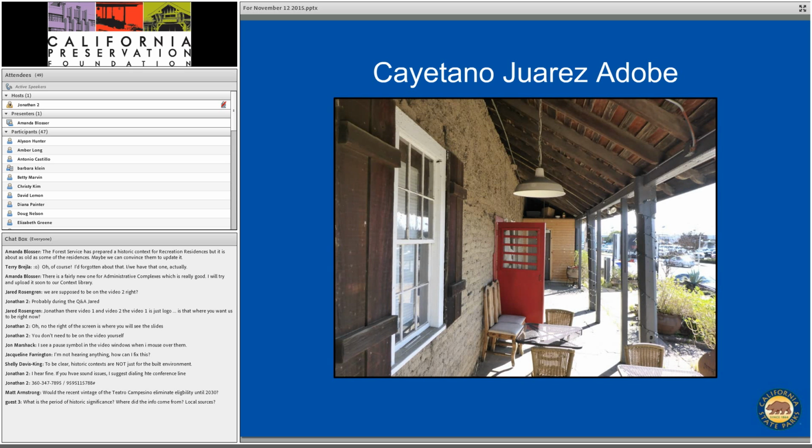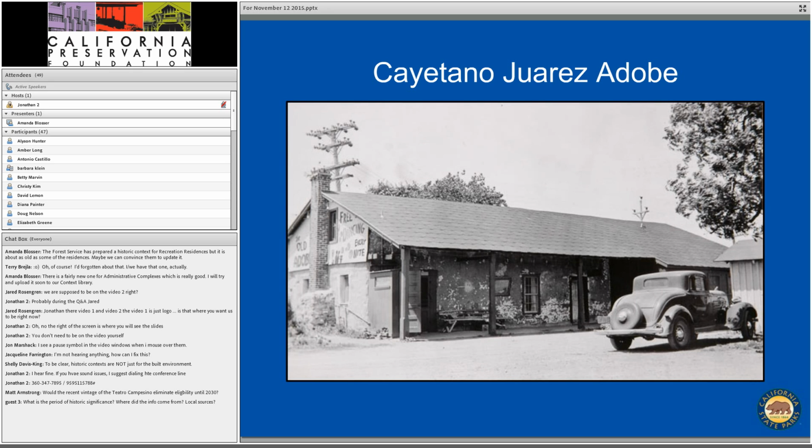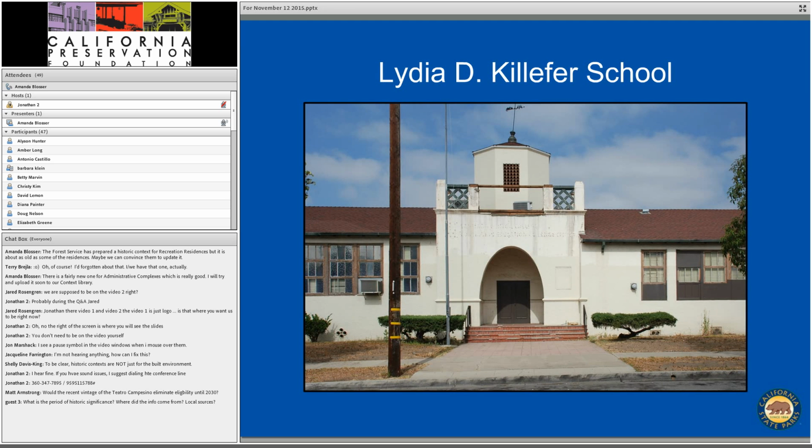The next, there's more pictures of the Adobe. And then the next two properties fall within the context of making a democracy, Latinos struggles for inclusion. The Lydia Killefer School, which has been listed, it's in Orange County. Its period of significance is 1942 to 44, and it amazingly was a school that was voluntarily desegregated in Orange County. And it is particularly significant because it took place before the Mendez ruling that legally required schools in Southern California to desegregate.